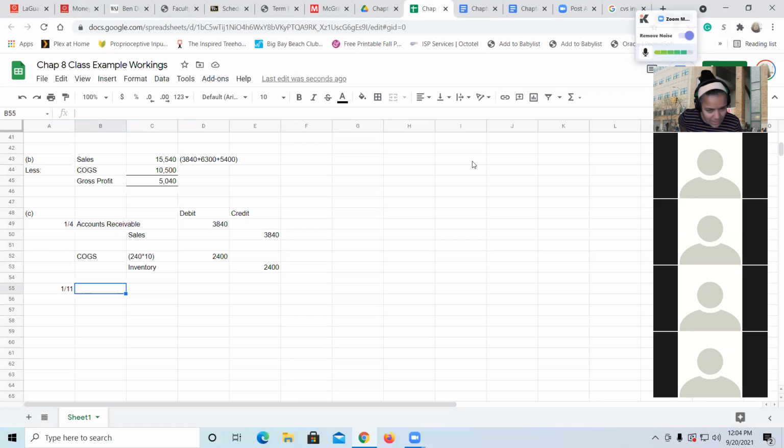So the purchase on the 11th, there's really nothing, no big deal there, except that instead of debiting purchases, you debit inventory, right? You debit inventory and you credit accounts payable.